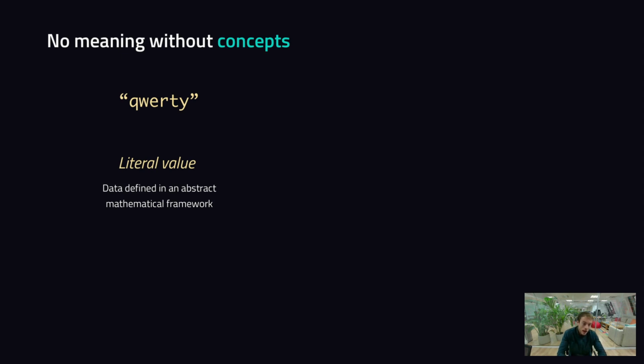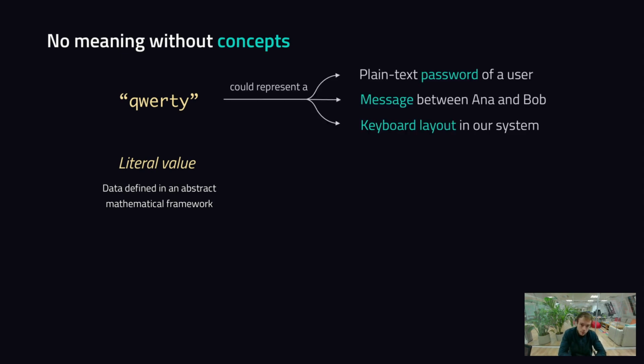And given that these are abstractly defined, they're not directly useful for real-world applications that work with real-world models. So there needs to be a step that translates the abstract literal value into a more concrete and meaningful concept for the model that we're working with of the real world. So for example, our string here on the slide, QWERTY, could, for instance, be categorized as a plain text password of a user, or it could represent a message between Anna and Bob, or else it could be maybe a keyboard layout in our system.